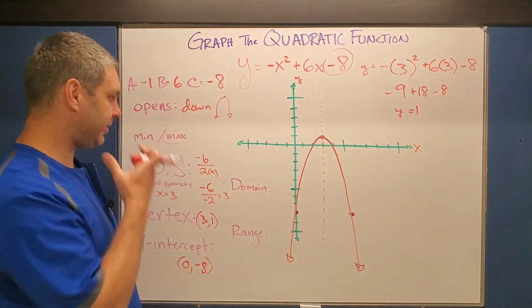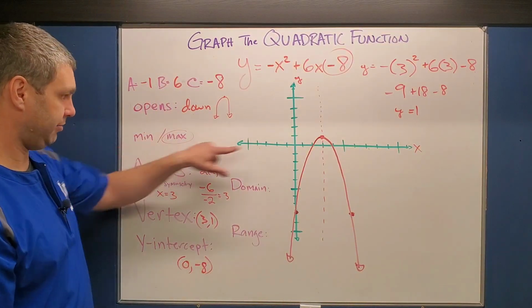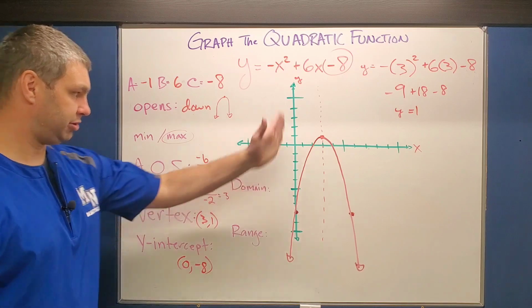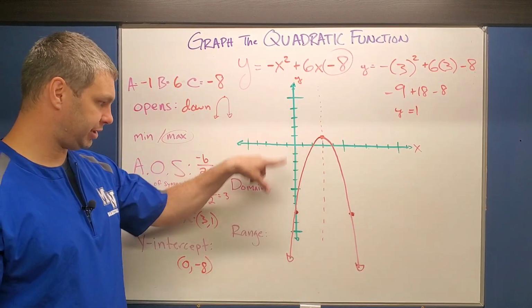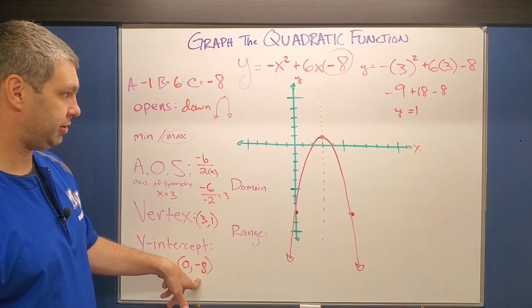And let's see if it satisfies everything. It opens down. It has a maximum value. Our axis of symmetry is at 3. The vertex is 3, 1. The y-intercept is 0, negative 8. And so, yeah, I think this is good.